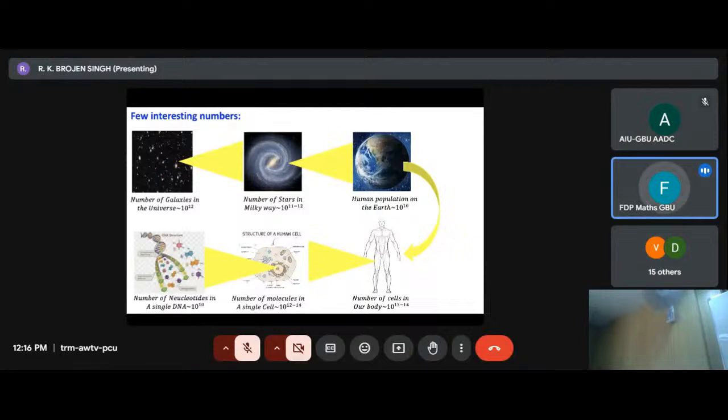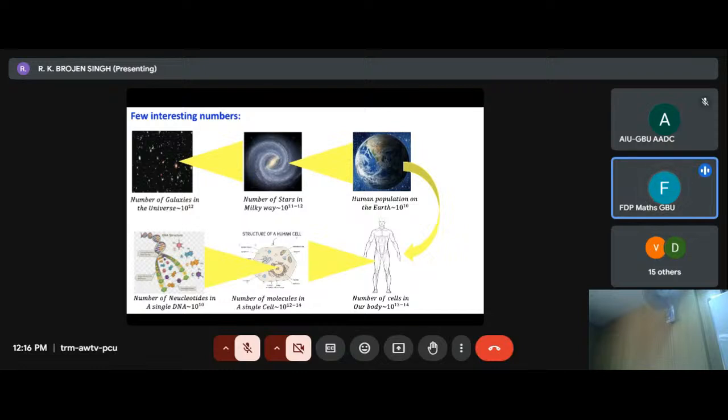And if you look at DNA, which is in the size of a picometer in the nucleus, if you count the number of nucleotides, then it is around 10%, and the length is around 1 to 2. It is a very, very complicated kind of structure.